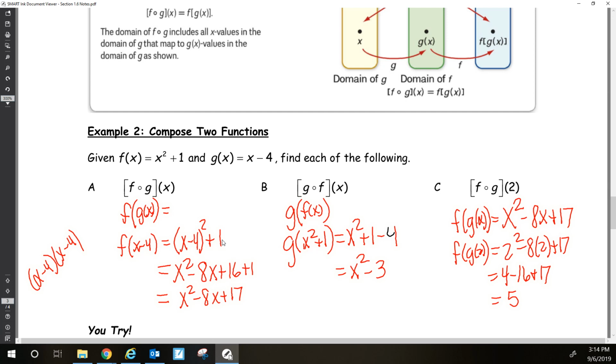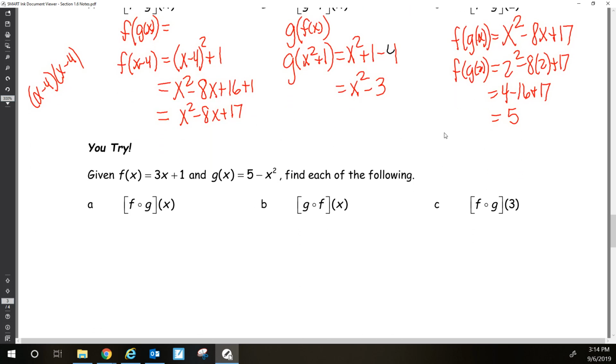All right. Sorry, meant to scroll up here. Go ahead and pause your video. See if you can do the U-tries for A, B, and C. Notice there's new functions here.